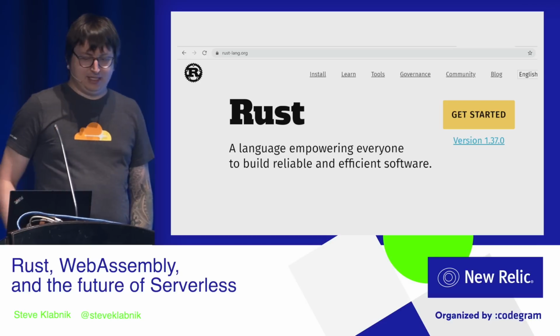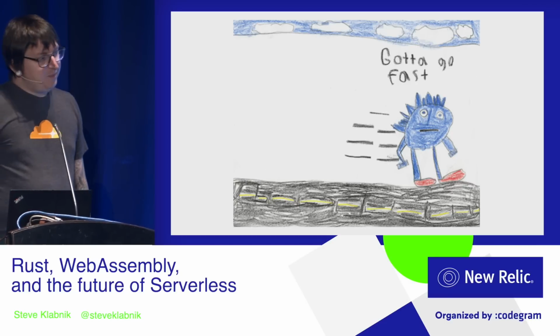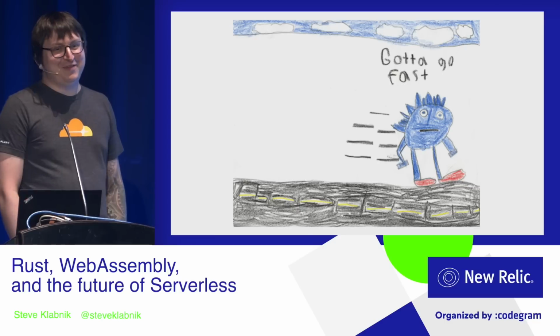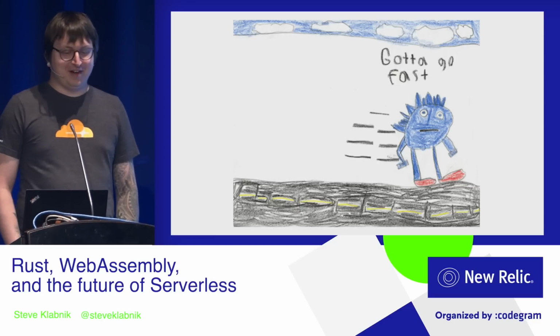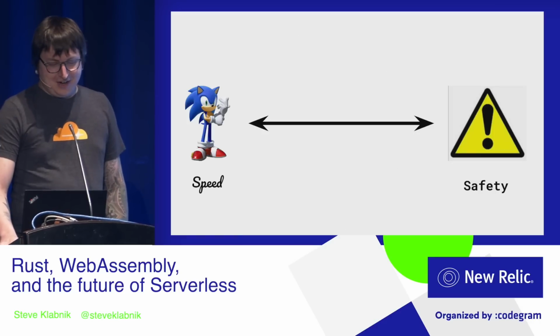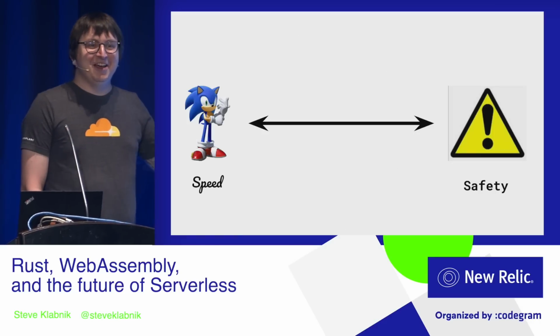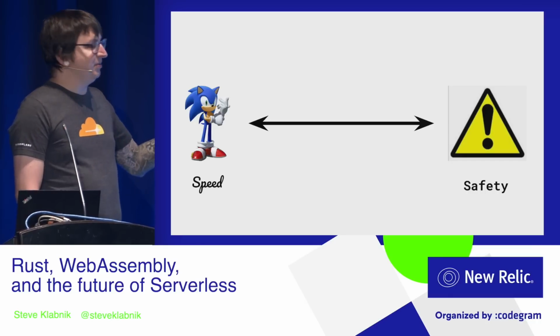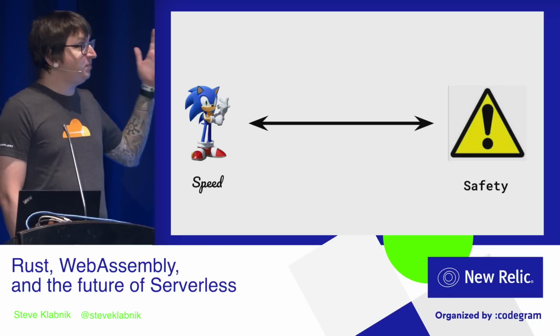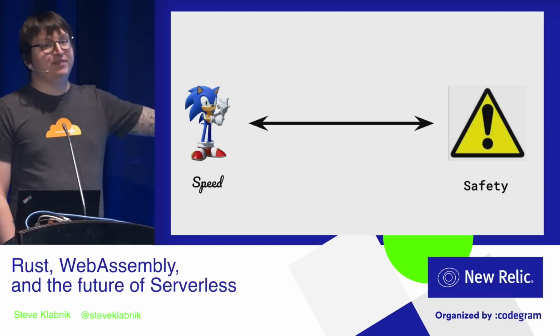I have a couple more slides on this topic. Basically, Rust is for when you gotta go fast. This is Sonic the Hedgehog, drawn very poorly. So traditionally, when you think about programming languages, there's this axis that people talk about. There's speed on one side, and then safety on the other.